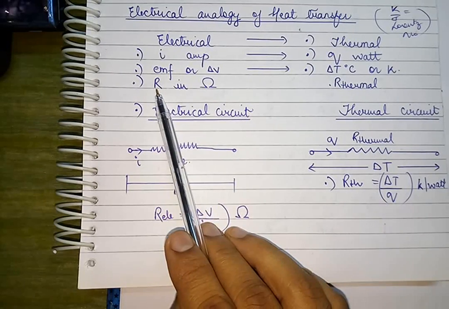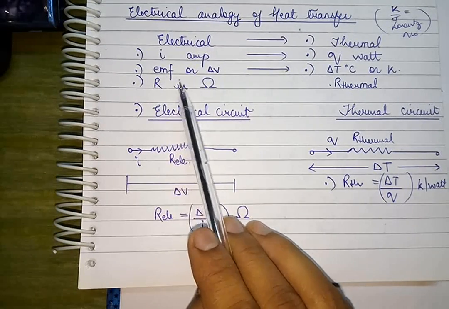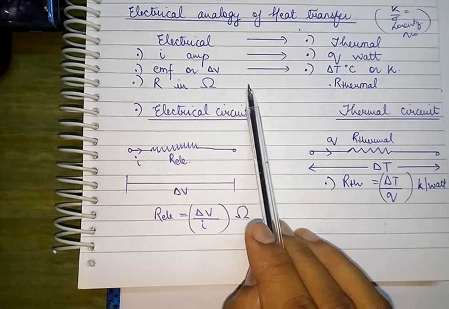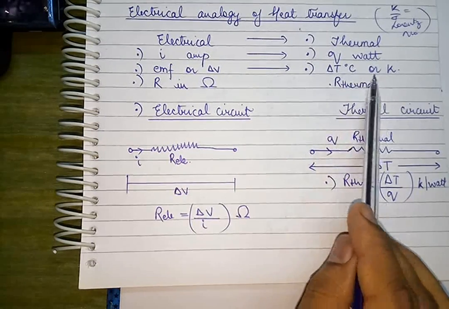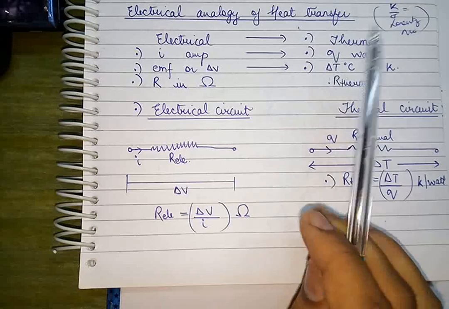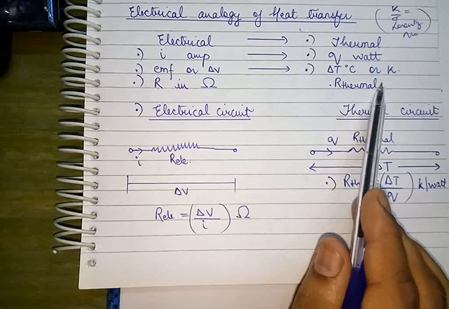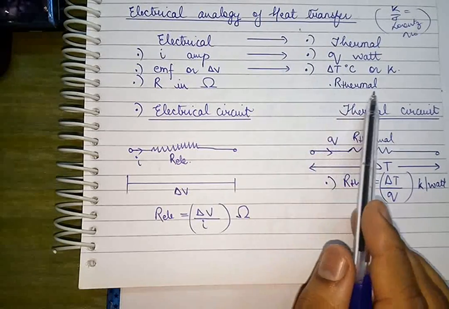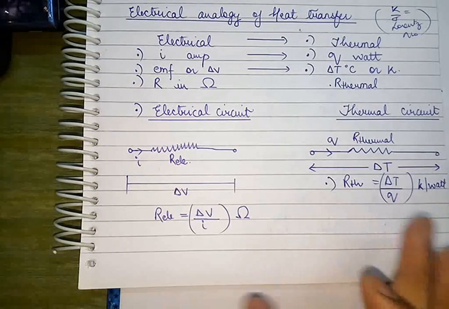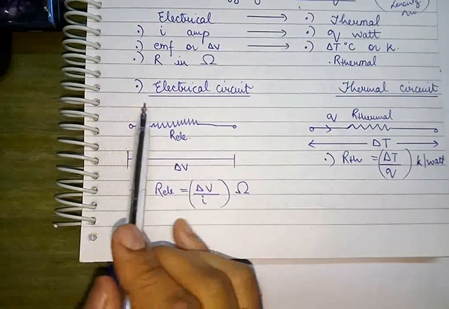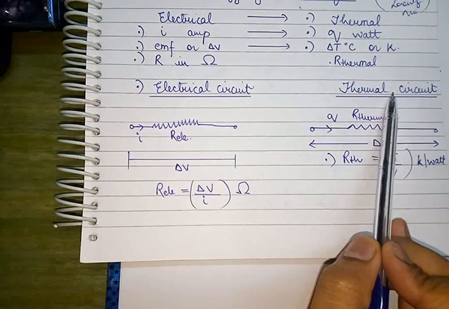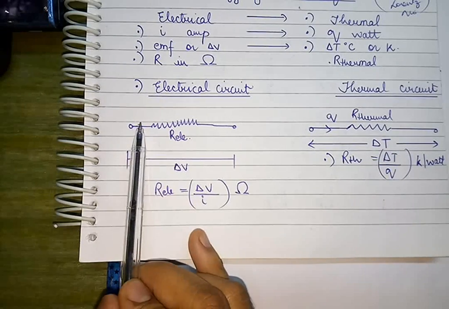Here, in electrical terms, we have resistance and the unit is ohm, whereas when this is manifested in thermal terms it becomes R thermal, or the resistance of the thermal material, or the resistance which is offered to the flow of heat.